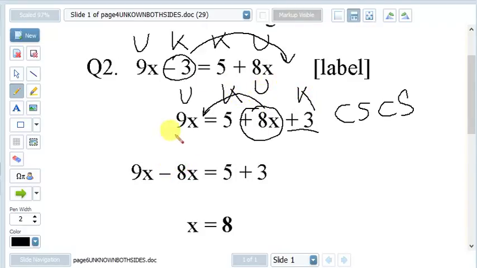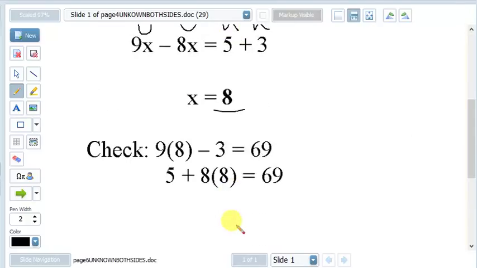So you can see there that if we're trying to get x's on the left hand side, then we've got to move the 8x across to the left hand side to get unknown, unknown, known, known. Okay, so 9x minus 8x is x, 5 plus 3 is 8. So well done if you managed to get that correct.